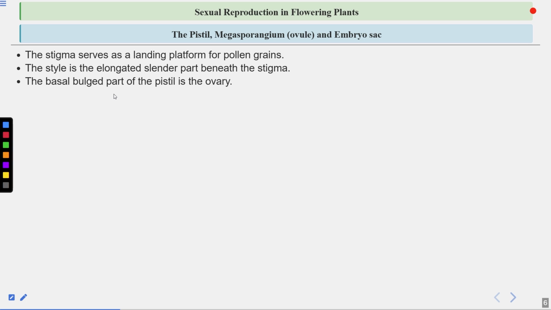And the basal bulged part of the pistil is called the ovary. This ovary is very, very important because inside it there are ovules, that is, the megasporangium. That is the main female reproductive organ. So that is why this ovary is very, very important.